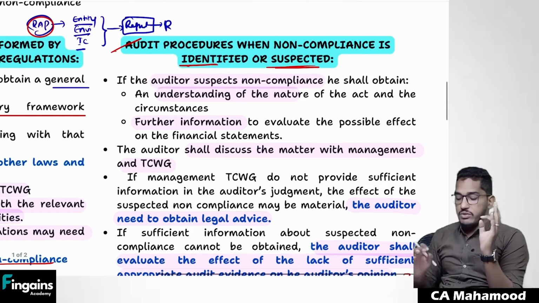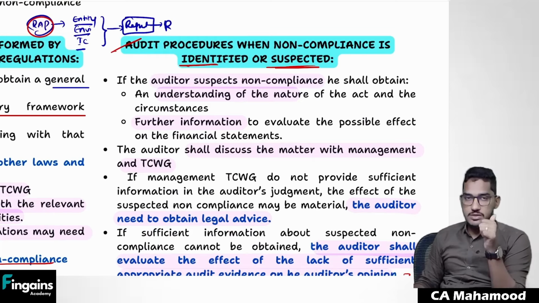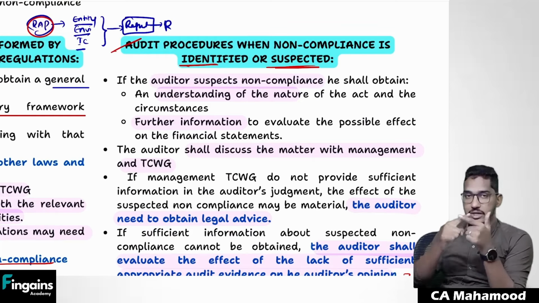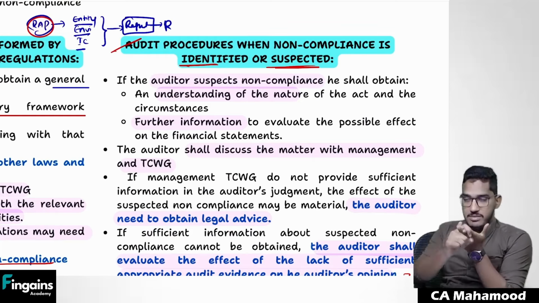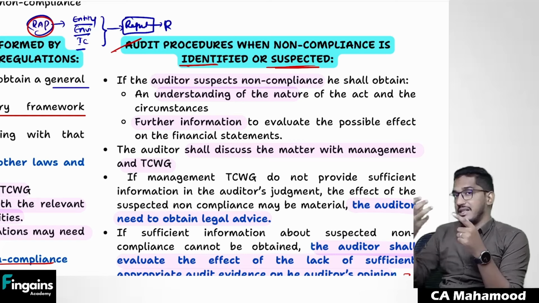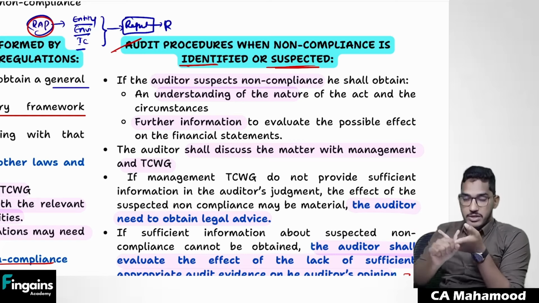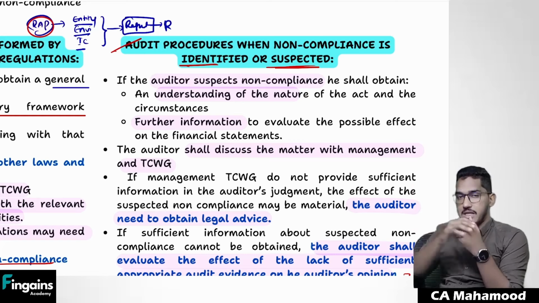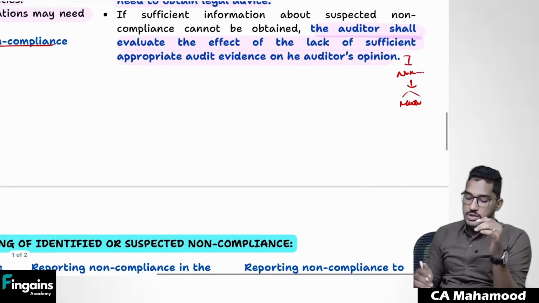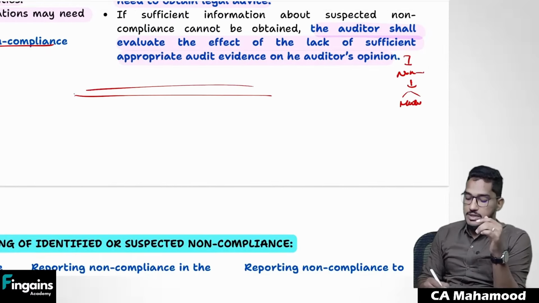So particularly when you find non-compliance or when you suspect non-compliance, what procedures do you have to do? First, try to understand which act relates to that non-compliance and which circumstances led to it, and try to obtain further information. Number two, communicate with management and those charged with governance and get the required information. If they are unable to give you the required information, try to obtain legal advice. If you are unable to get legal advice also, try to consider the impact on the opinion. Clear? So after doing this, you will decide whether there is a non-compliance or not.